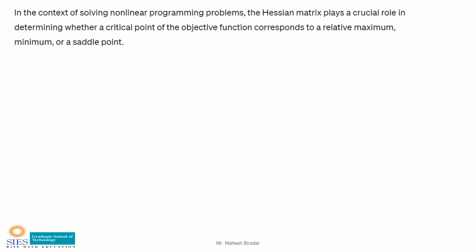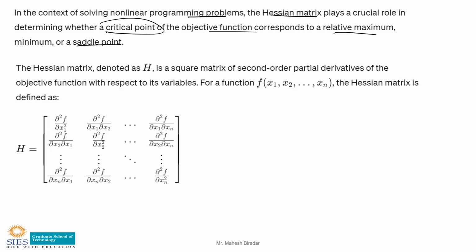Hello students, welcome back. In the context of solving non-linear programming problems, the Hessian matrix plays a crucial role in determining whether a critical point of the objective function corresponds to a relative maximum, minimum or saddle point. Saddle point means which is neither maximum nor minimum. This is the Hessian matrix which is denoted by H.